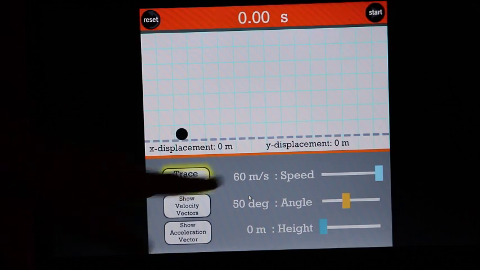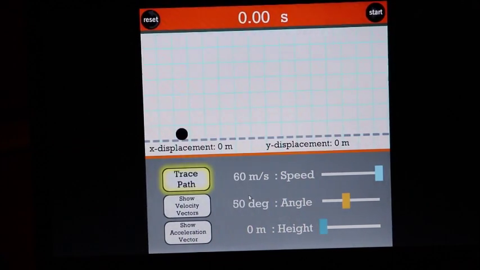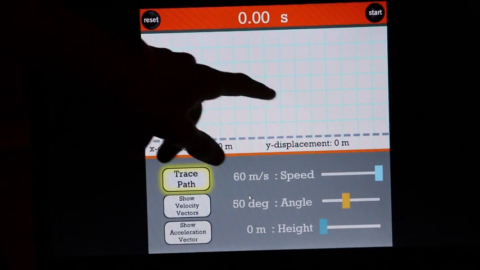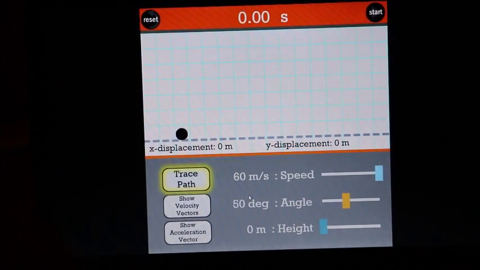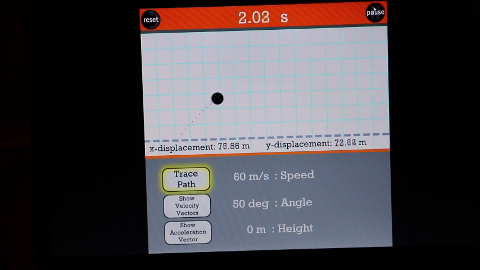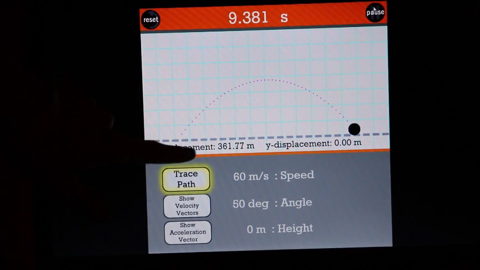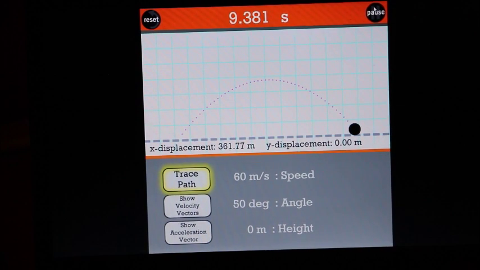So first I'm gonna press start, and the ball is gonna go through projectile motion, and keep an eye on y displacement. You're gonna notice it's gonna go up and then back down. So the y displacement will be 0, but the horizontal displacement will be an unknown number. So let's press start, run through it pretty quick. Okay, so we see here that the y displacement was 0 and the x displacement was 361.7. Alright, so we're going to press reset, and a time of 9.3 seconds.